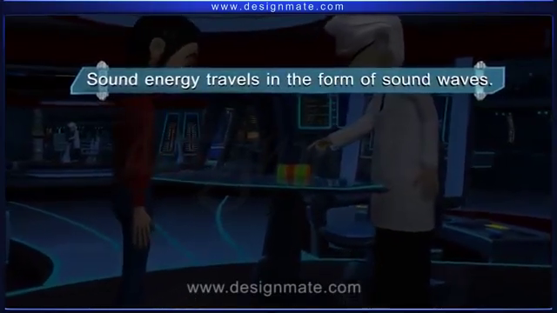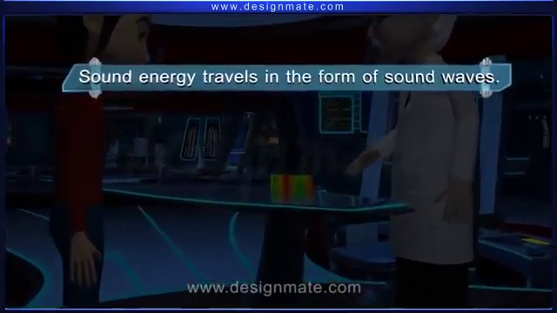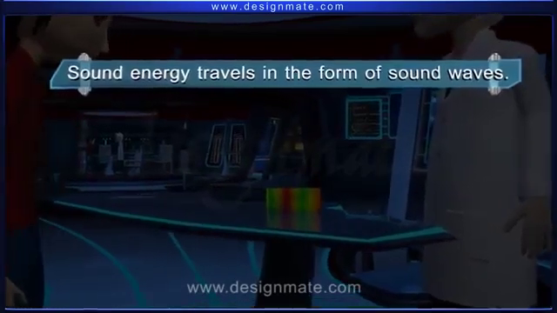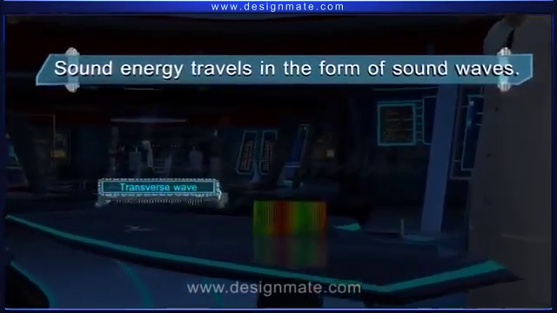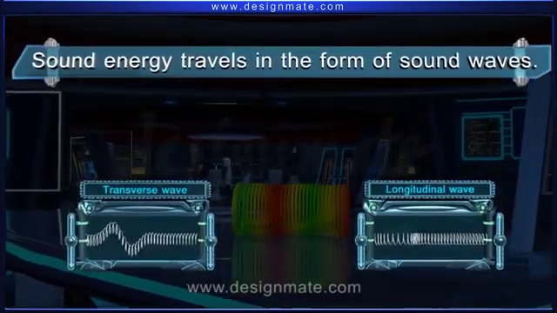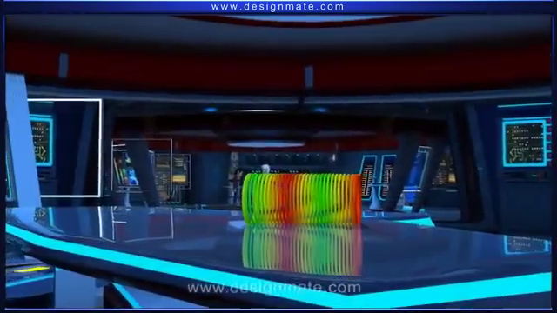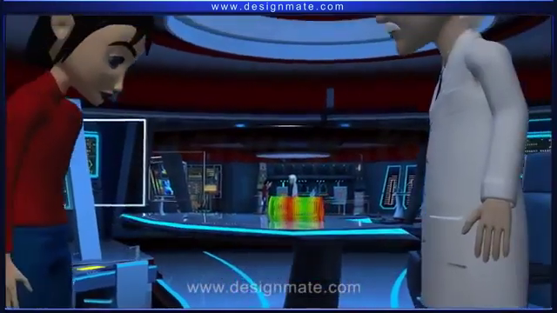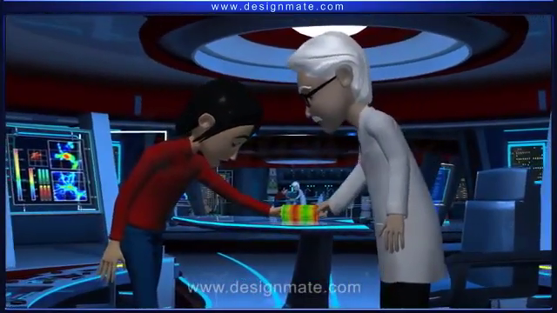Sound energy travels in the form of sound waves. There are mainly two types of waves, transverse wave and longitudinal wave. Let us see how waves travel. We can use a slinky spring to observe both types of waves.